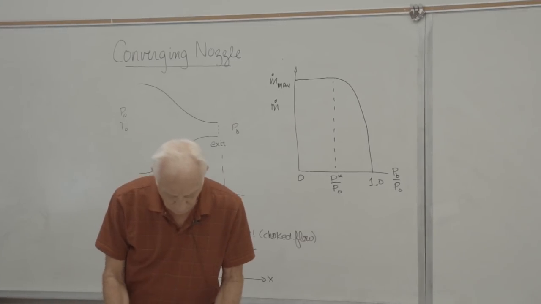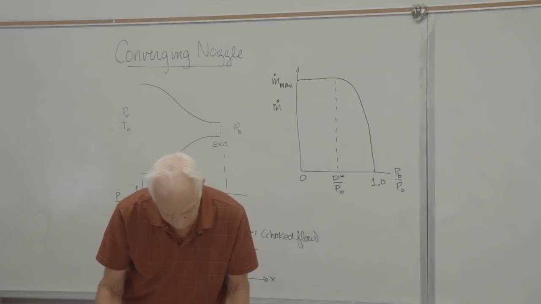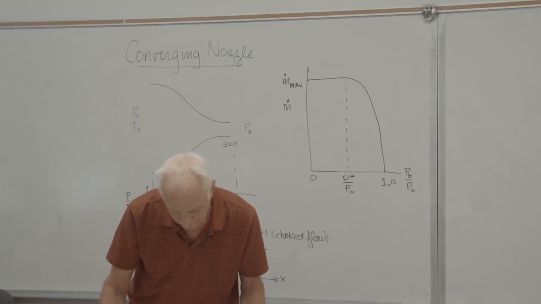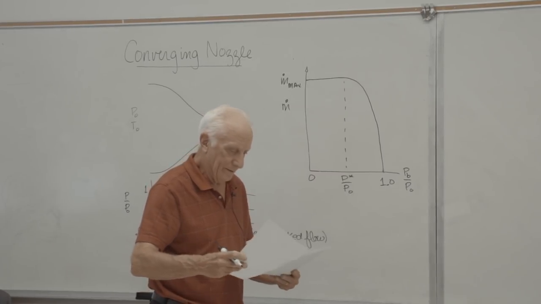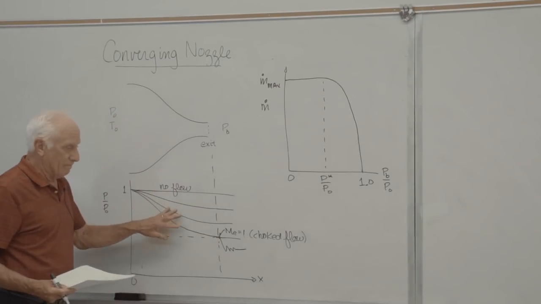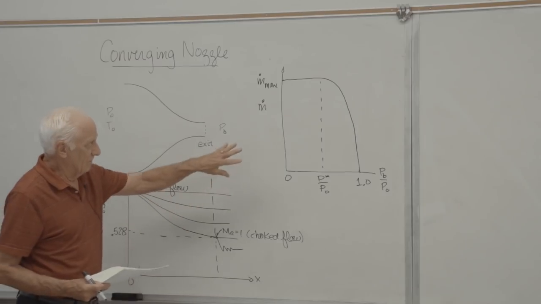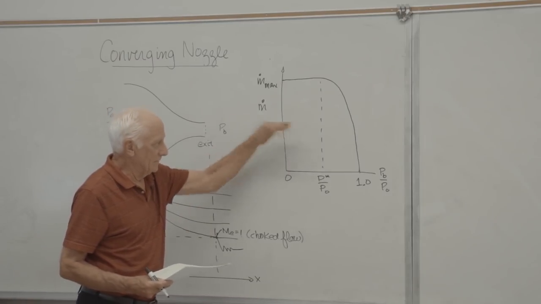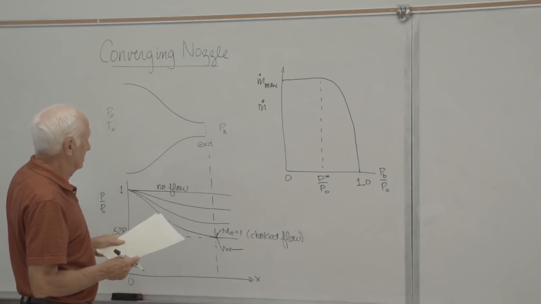Okay, so now we have our picture here. This is your roadmap. You want to find out which line you're on. This tells you something about the mass flow rate in the nozzle. So we're going to use this now to solve a problem.